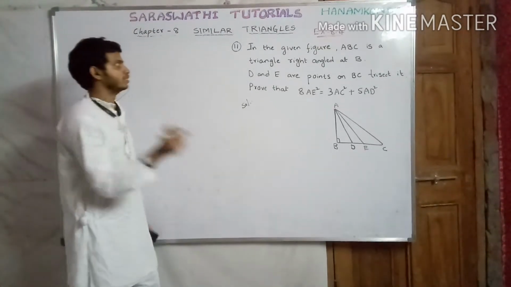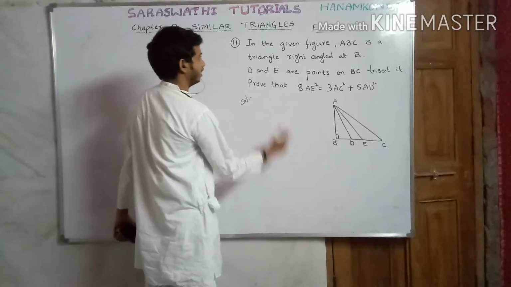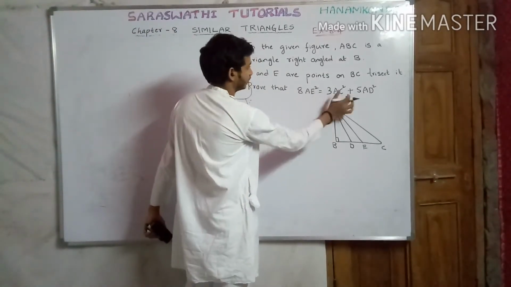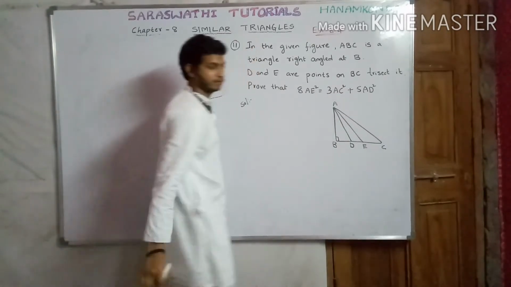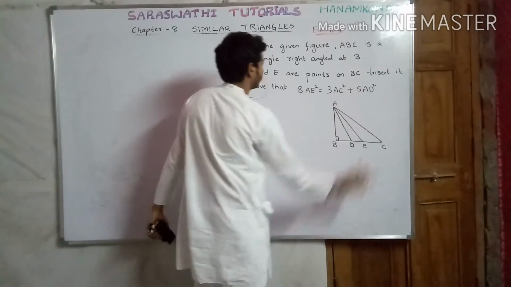So the next question is, in the given figure ABC is a triangle right angled at B. D and E are points on BC that trisect it. Prove that 8AE square equal to 3AC square plus 5AD square. It is required to prove that 8AE square equal to 3AC square plus 5AD square.